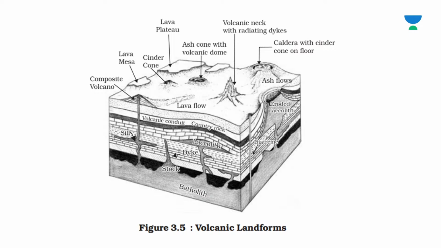Now the volcanic landforms like composite volcano, lava mesa, cinder cone, lava plateau, then ash cone with volcanic dome, volcanic neck with radiating dikes, and caldera with cinder cone on floor. Now see the volcanic landforms.